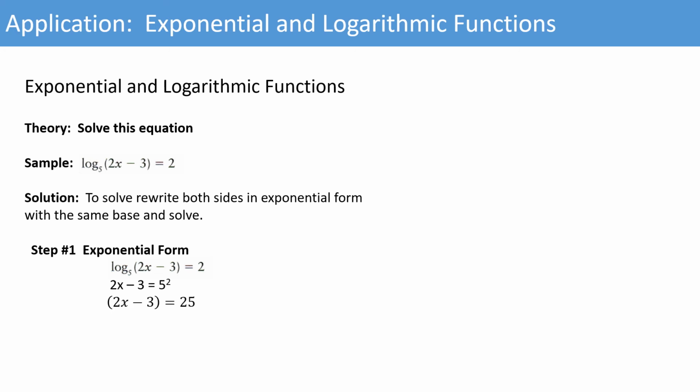We now solve the exponential part of the equation. 2x minus 3 is equal to 25. And it becomes a simple equation we can solve. Bring the negative 3 over, it becomes plus 3. 2x is equal to 25 plus 3. 2x is 28, and x is equal to 14, which is 28 divided by 2.